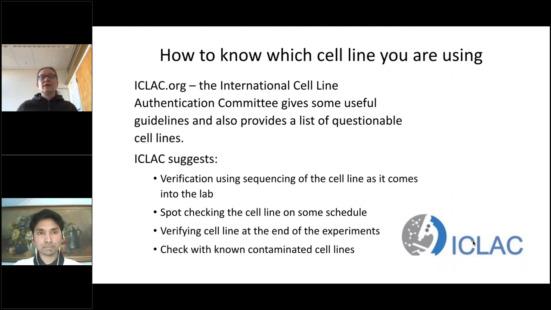And you should do that several times during the experiment. If you don't want to do the test yourself, this is an STR profiling. It's a relatively simple genetic test. If you don't want to do it yourself, you can send it off to ATCC and they'll do it for like $100. So in any case, spot checking these things is a really good idea.